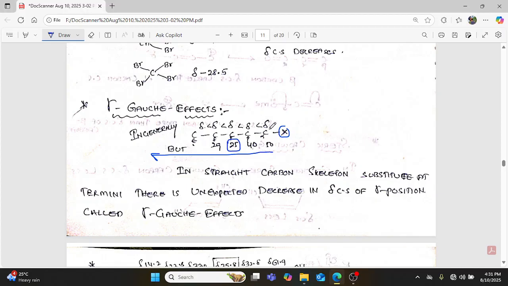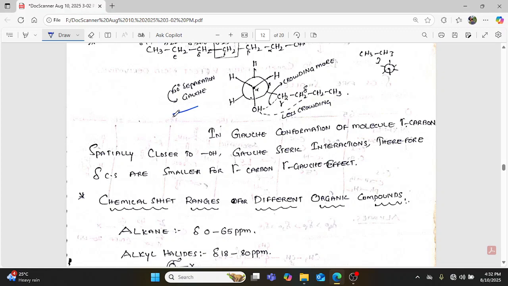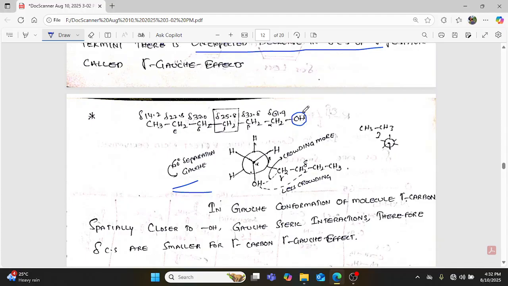With respect to this one, this is the alpha carbon, this is the beta carbon, and this one is the gamma carbon. At the gamma carbon, what is happening? The chemical shift value is drastically decreasing. Again, delta increases. The effect is commonly called the gamma gauche effect. Why the unexpected decrease in the chemical shift value at the gamma position? The reason is steric crowding. In the gauche conformation, see this one. This is the electronegative group which we have attached at the carbon chain terminal. With respect to OH, the alpha, beta, gamma, this is the gamma position.